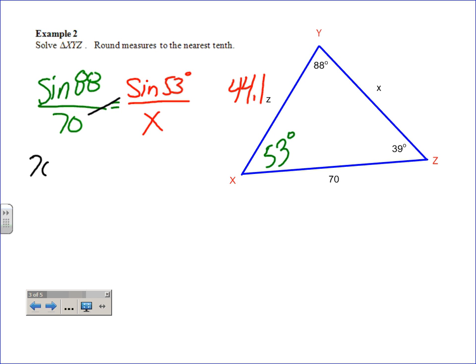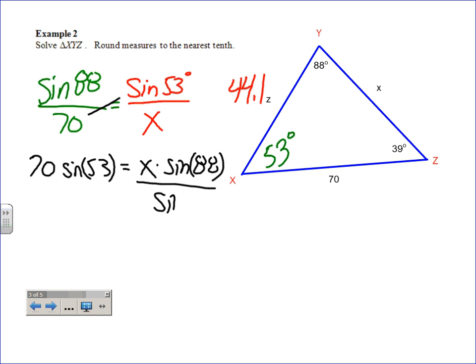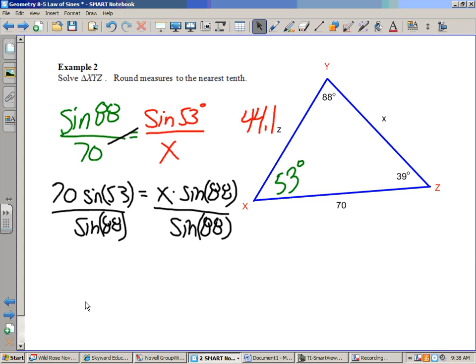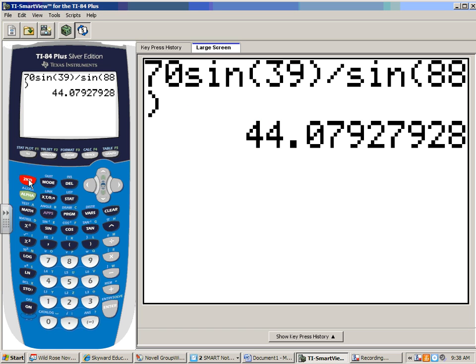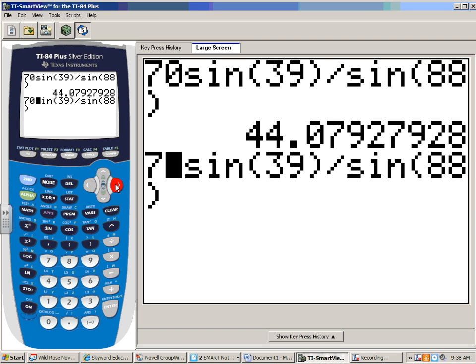And so 70 sine of 53 equals X times the sine of 88. Now this is pretty much the same math. Would we expect this to be bigger than 44.1 or smaller? Bigger, and bigger or smaller than 70? Yeah, it's going to be right in between because the angle is in between. Any questions how I got that set up? All right, I'm going to cheat a little bit based on what these calculators can do. I'm just going to go up and change the number.